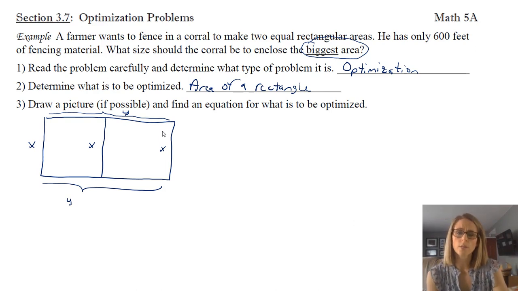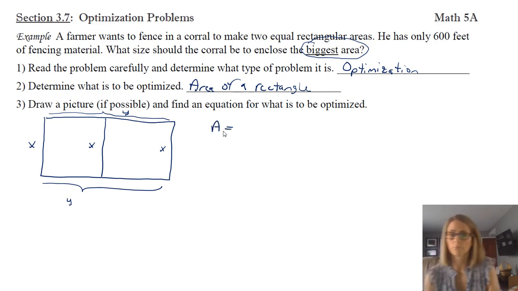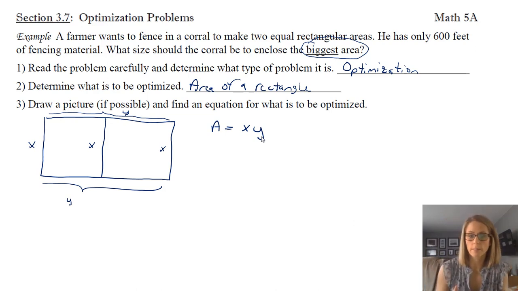So the equation for what is to be optimized, we are trying to optimize the area of this space. And the area of any rectangle is just length times width. So even though we might see a lot of sides on this, the actual area of this space is just x times y. So that's what we want to optimize. And that's what we need to take the derivative of.